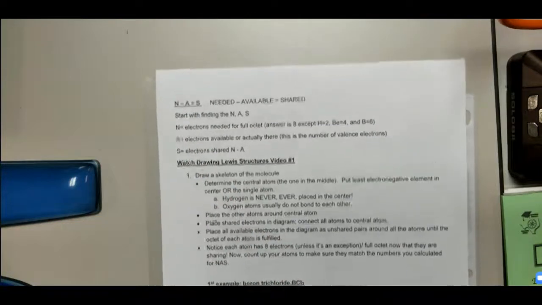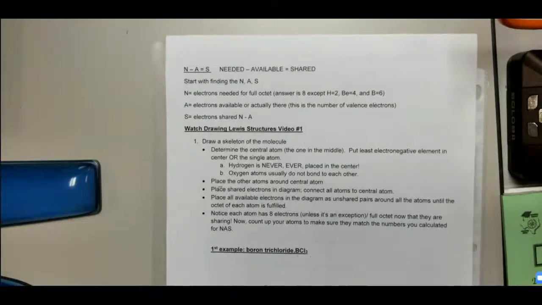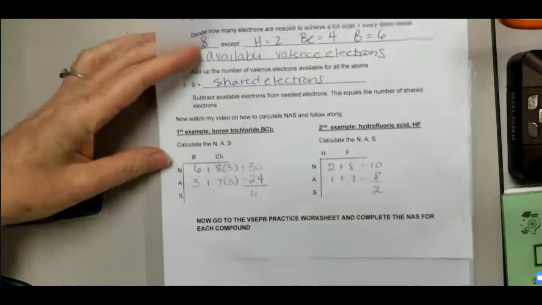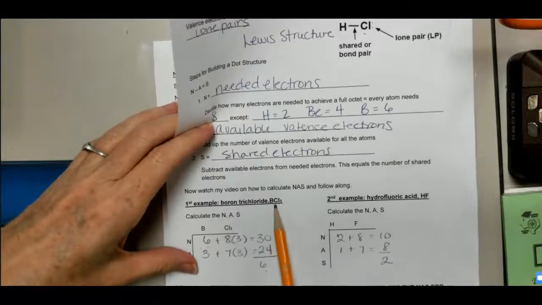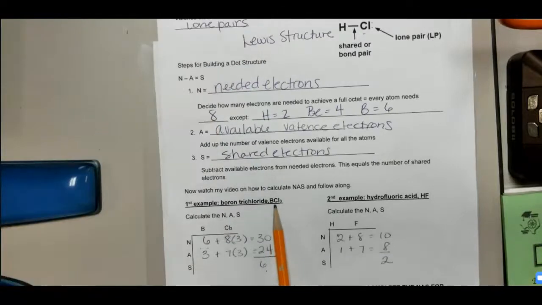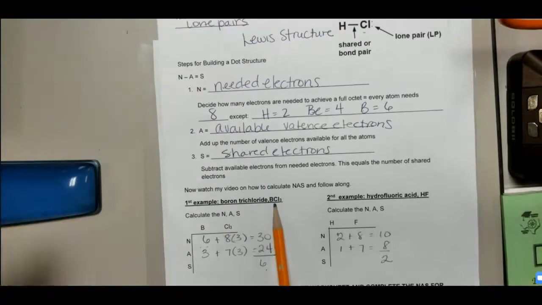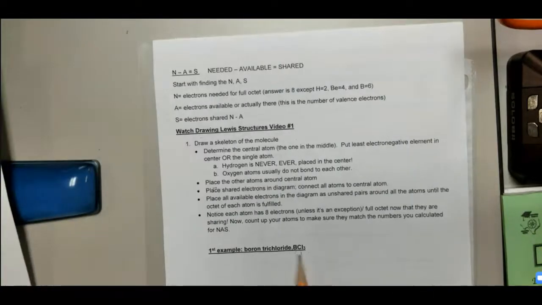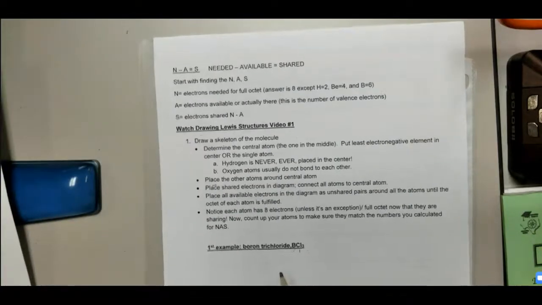Okay, so first it says, draw a skeleton of the molecule. The skeleton is the atoms we are using to draw our Lewis structure. So what atoms are we using? We're using these atoms here, 1 boron and 3 chlorine. Okay, that same one is here. So this is still that first example.